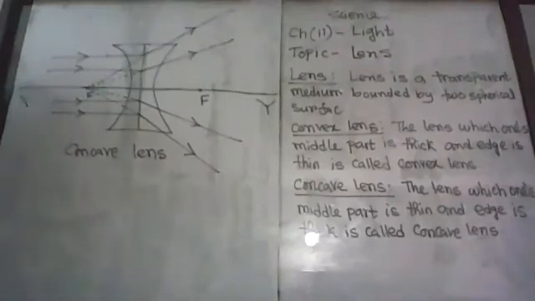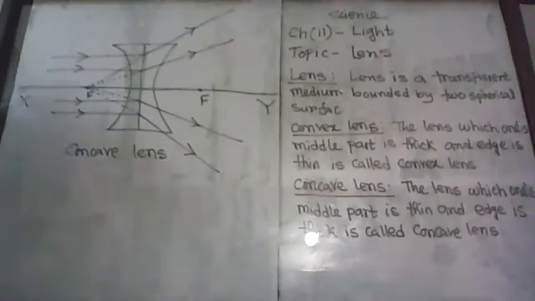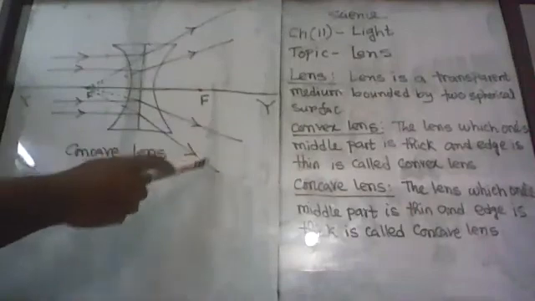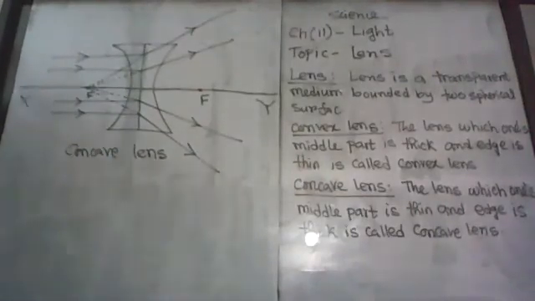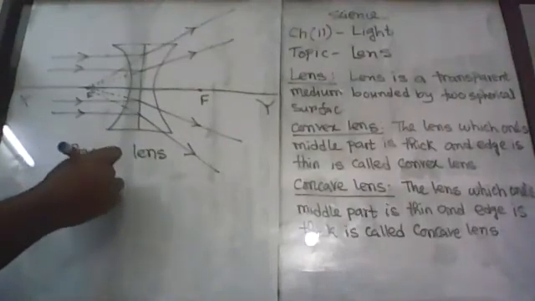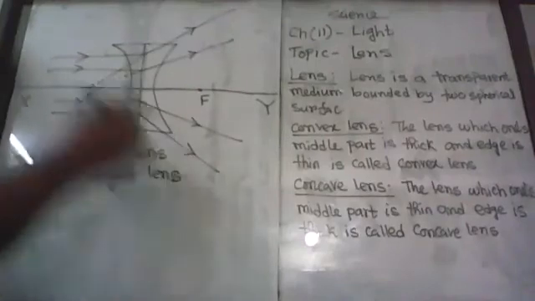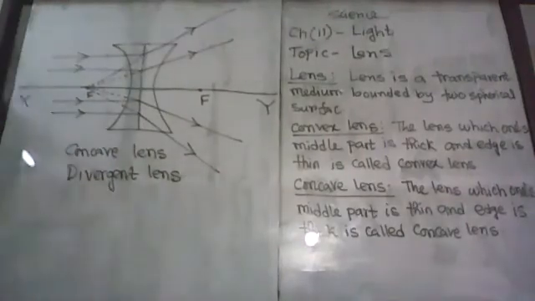So what does divergence mean? Divergent means here the rays of light just go away from each other. So here you see that this ray of light goes away from each other. That's why this lens is called a divergent lens. So this lens is known as a divergent lens.